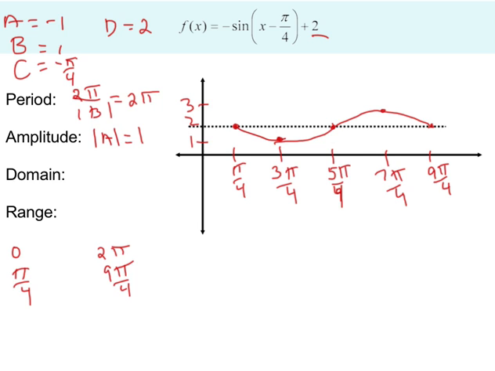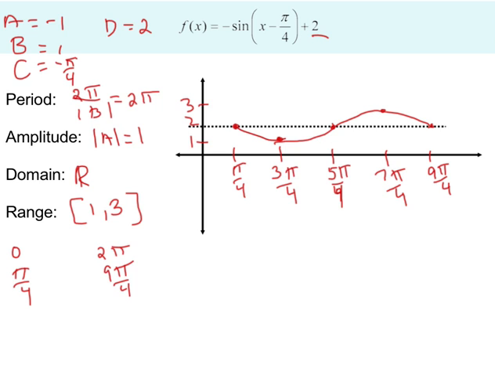We still need to identify what the domain is. Domain for sine remains unchanged regardless of what the transformations are. The domain is all reals. The range goes from 1 to 3 now, if we look at our graph. And now we have a beautiful graph of sine.